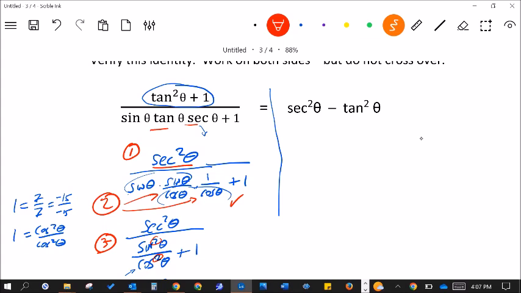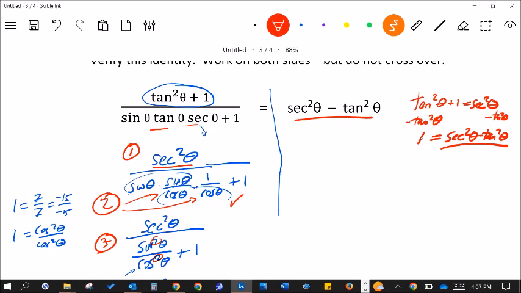I'm going to go over here to the side for this. Tangent squared of theta plus 1 is equal to secant squared of theta. Well, imagine if I just simply subtracted tangent squared theta from both sides. I would have that 1 equals secant squared theta minus tangent squared theta. And this is what we have here.